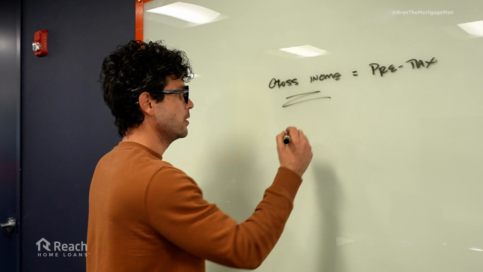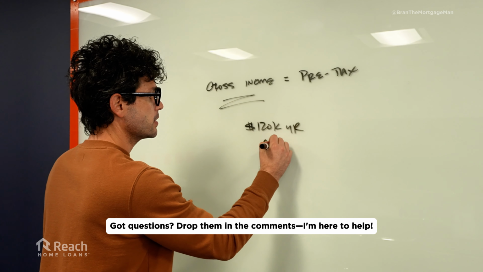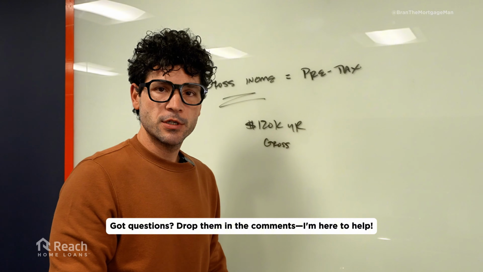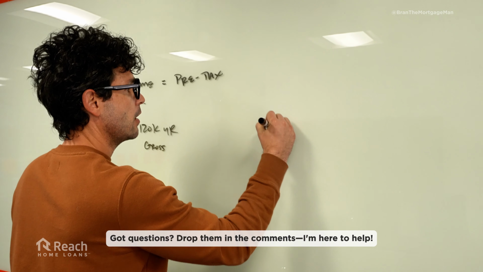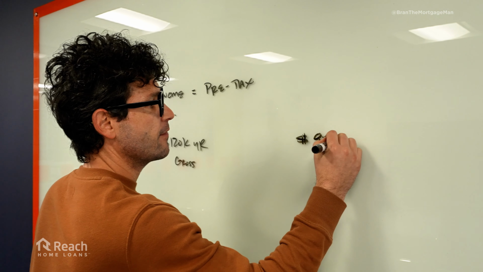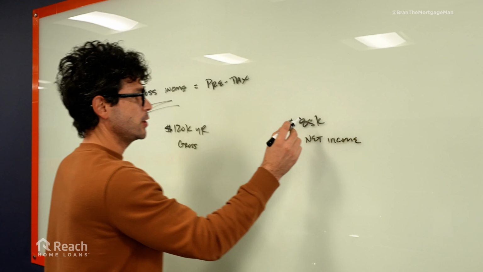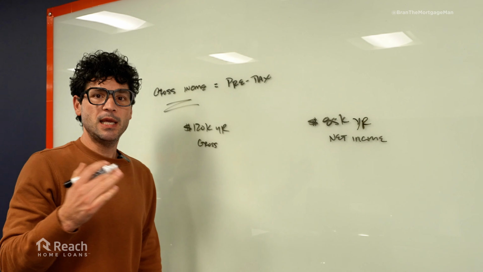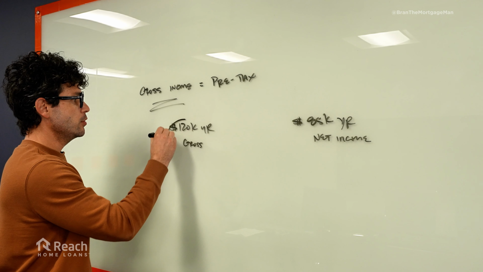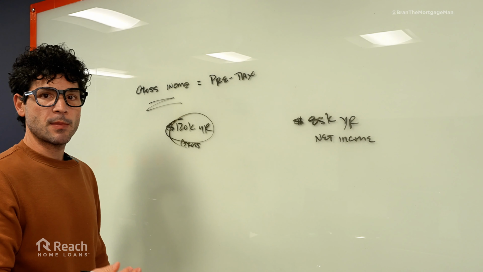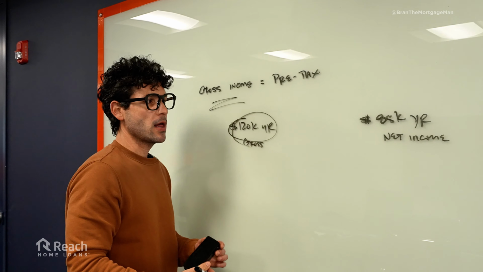So for example, if you make $120,000 a year, this is your gross, and you pay taxes obviously, just like we all do, right? So let's just say that your take-home income on that is $85,000 a year. This is known as your net income, right? This is what you actually take home. A lot of people think that we would use this number, but we don't. We actually use this number toward qualifying. By we, I mean lenders. Lenders are always going to use your gross income toward qualifying.